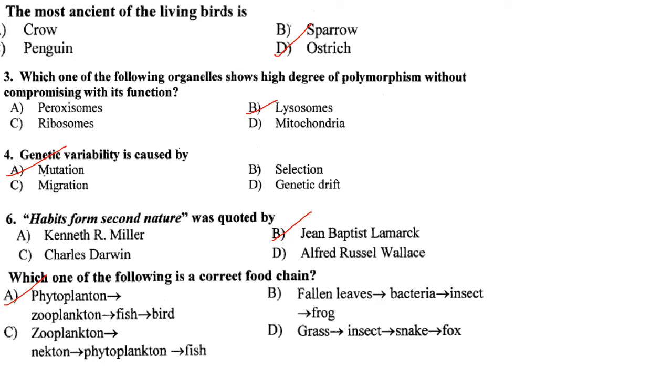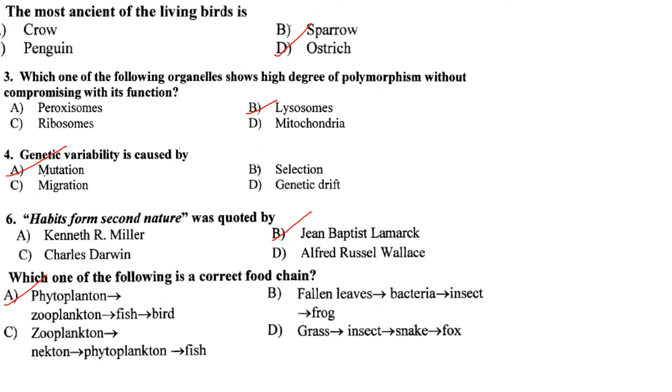Genetic variability is caused by. The three sources of variation are mutation, recombination and immigration of genes. So the answer here is option A, that is mutation. Habits form second nature was quoted by Jean-Baptiste Lamarck.